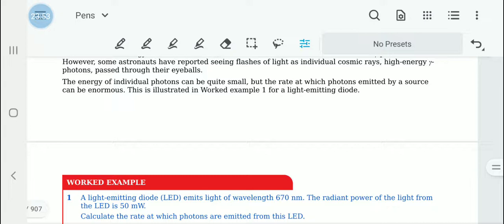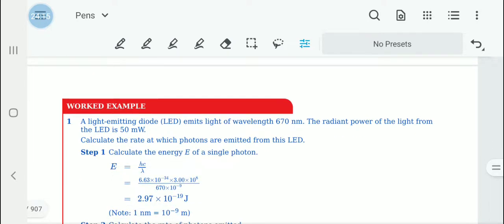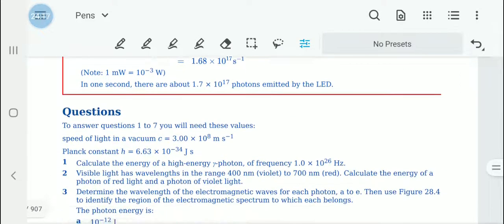So now when we take a light emitting diode, even though the amount of energy that is contained in a photon is small, the amount of photons, the rate at which photons are emitted, can be huge. So that will be explained in this worked example. We will see what happens here.